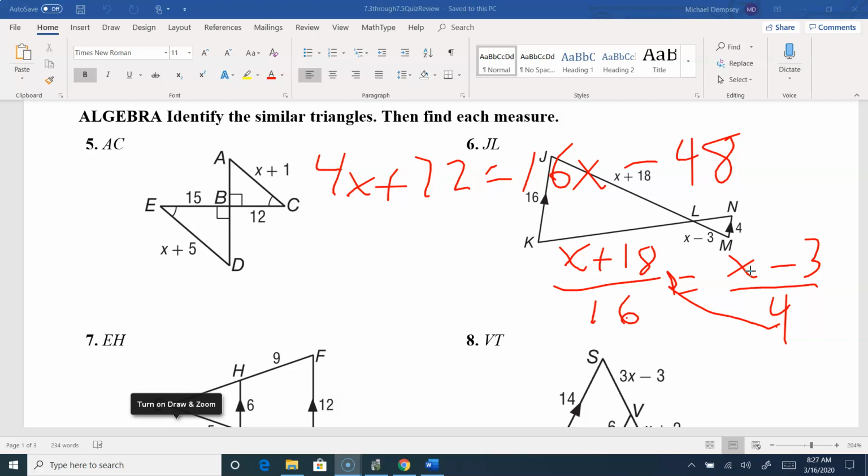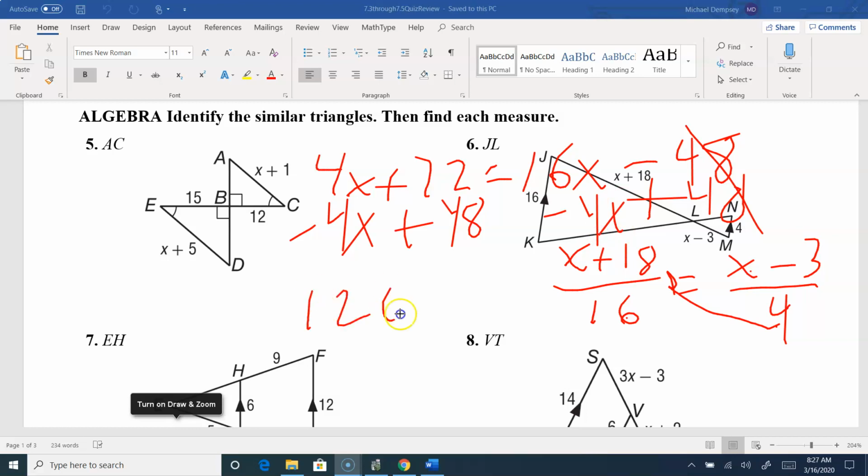Okay. And then, of course, we're going to solve. So I would add 48 to both sides, right? 72 plus 48. And then I would subtract 4x from both sides. So if I add 48 here, get rid of it, add 48 here, then I'd want to subtract 4x here and subtract 4x here. So I get 120 equals 12x. So I think we get x equals 10 there.